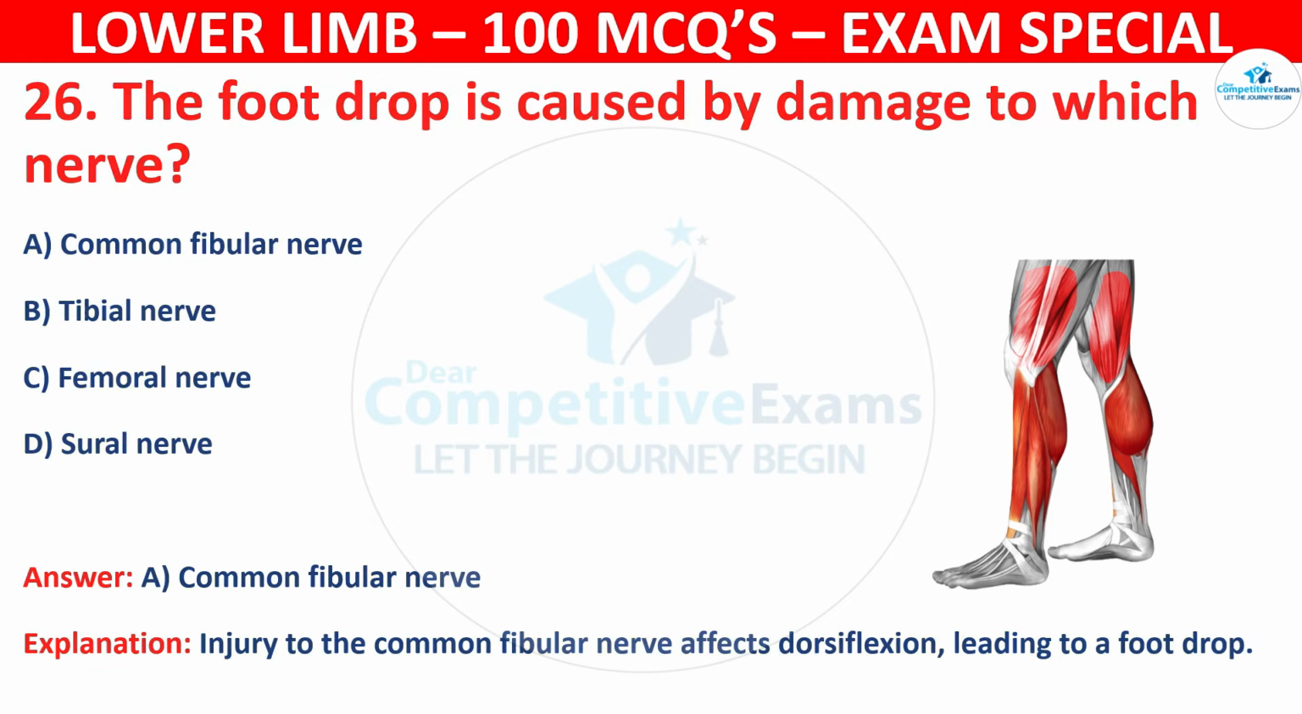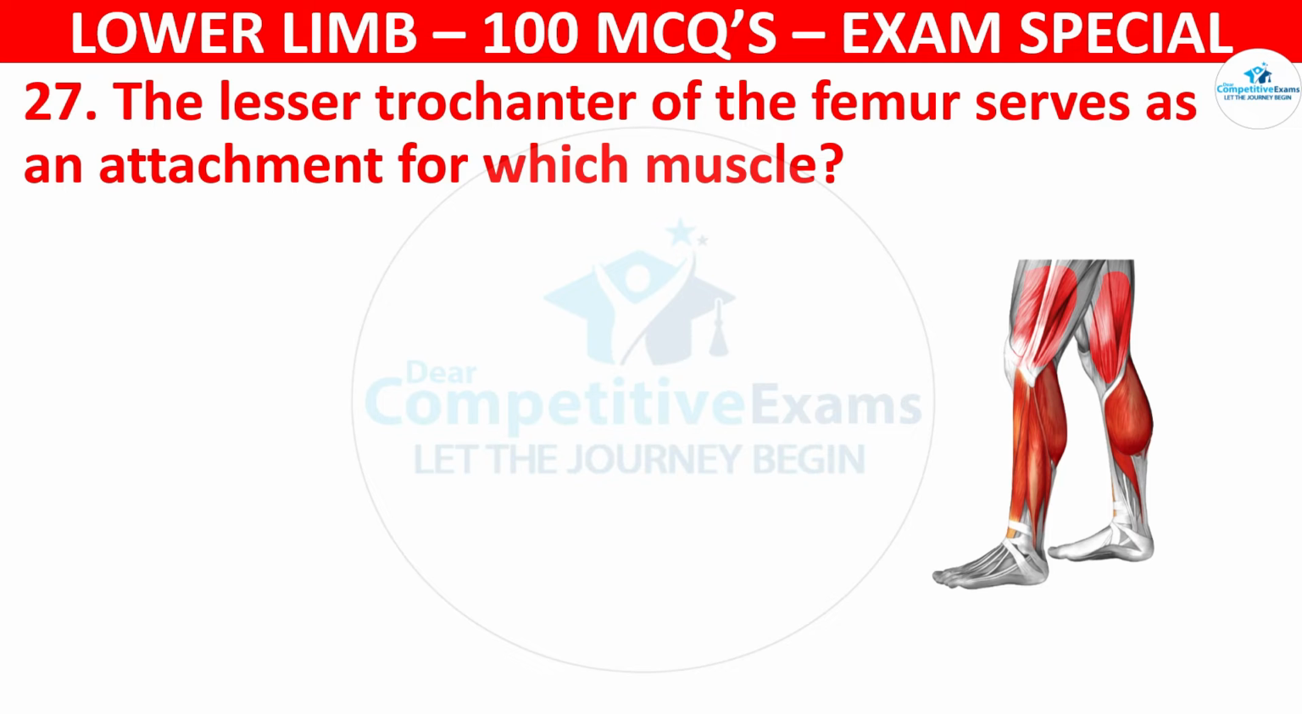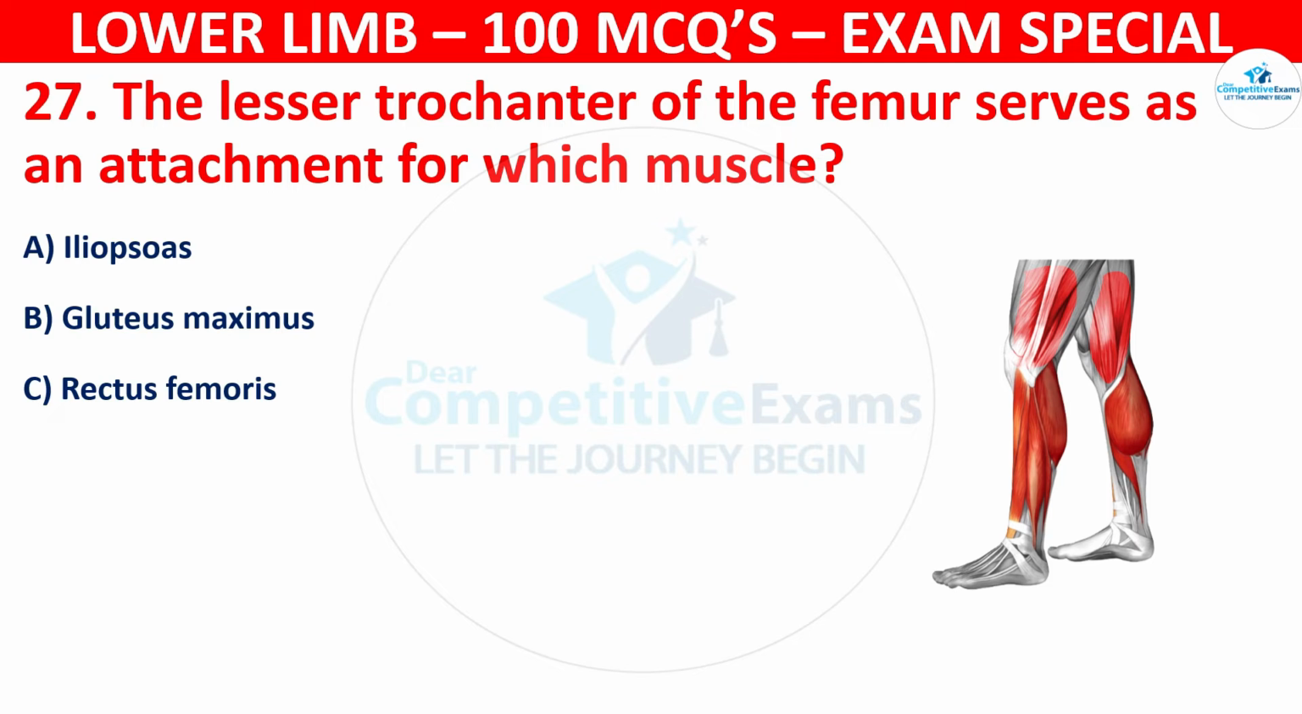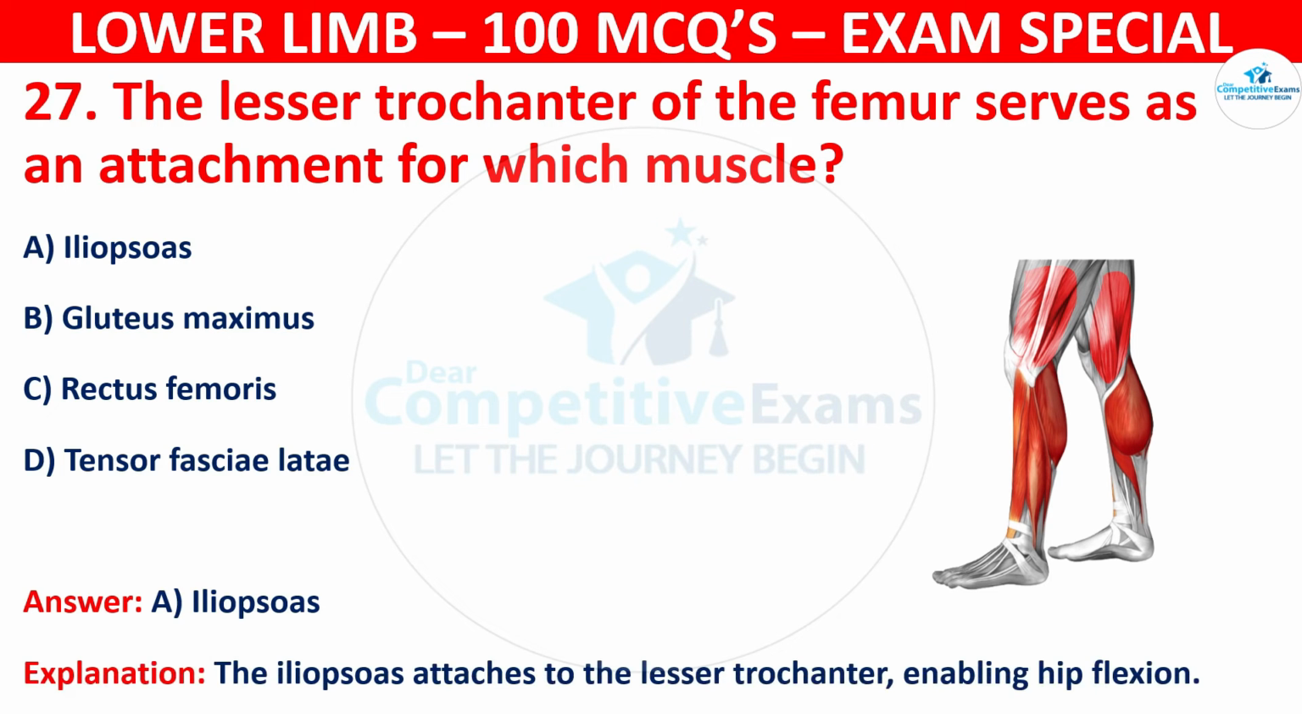Question number 27. The lesser trochanter of the femur serves as an attachment for which muscle? Your options are iliopsoas, gluteus maximus, rectus femoris, or tensor fasciae latae. The correct answer is A, that is iliopsoas. The iliopsoas attaches to the lesser trochanter, enabling hip flexion.